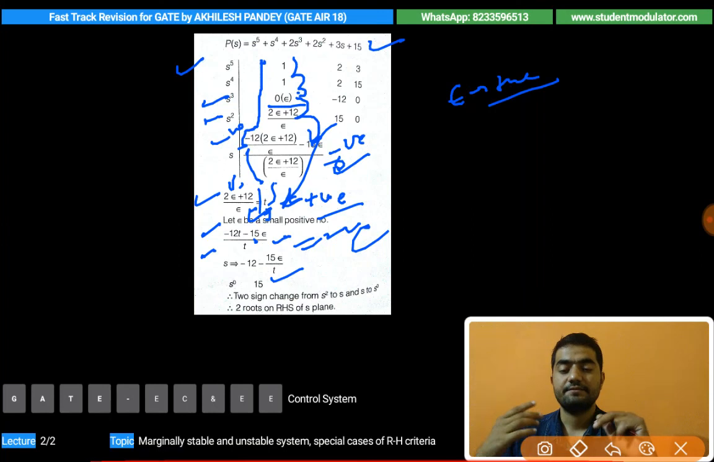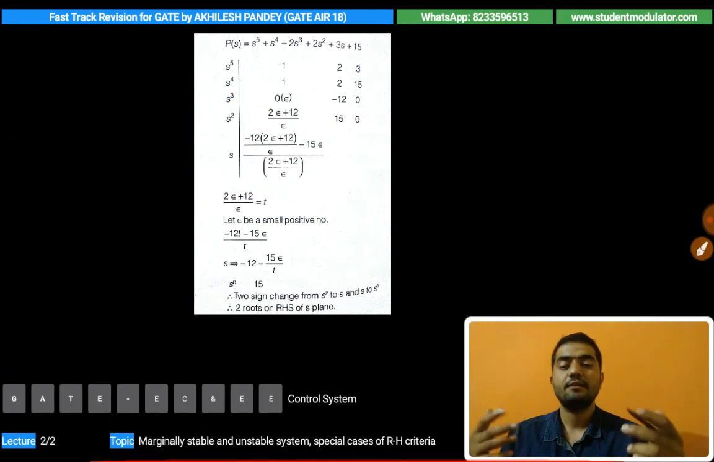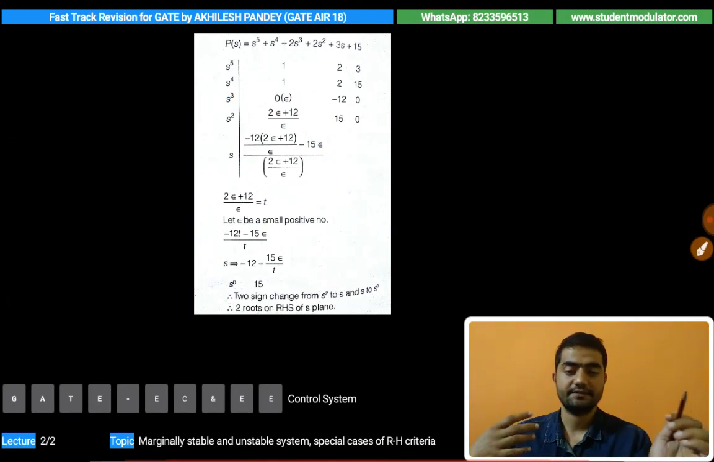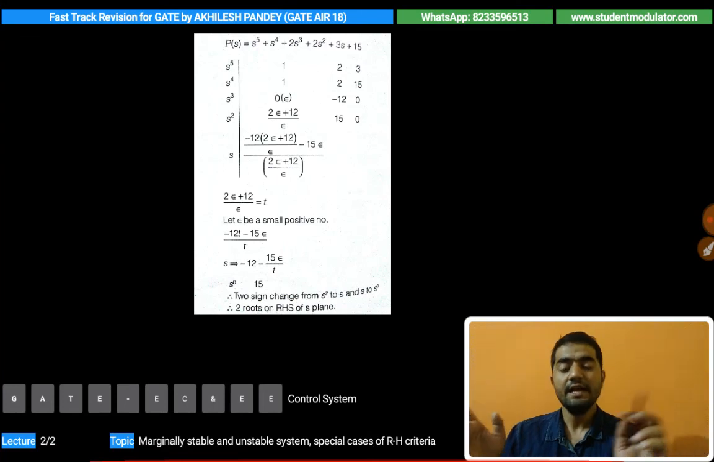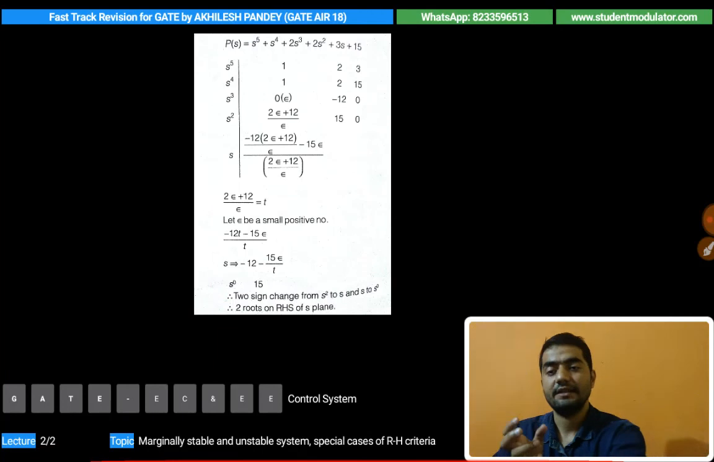If the sign changes 2 times, it means 2 poles will be in the right half plane and the remaining will be in the left half plane. The question was actually how many poles are in the right half S plane. So it is 2 poles in the right half S plane. Now let's solve the same question using the second method.